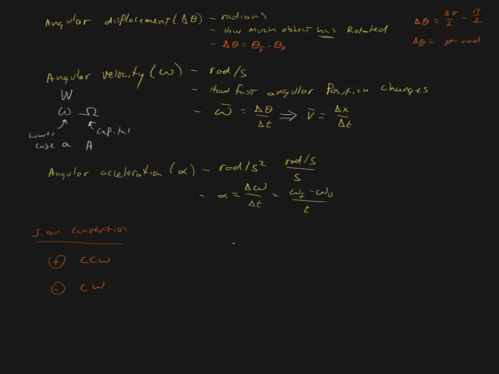Okay, so if we're looking at a wheel which is rotating, so maybe this is a bicycle wheel or something like that. If the wheel is rotating in the counterclockwise direction, we would say that omega is positive. And if it's rotating in the clockwise direction, then we would say omega is negative. And that's all it means.